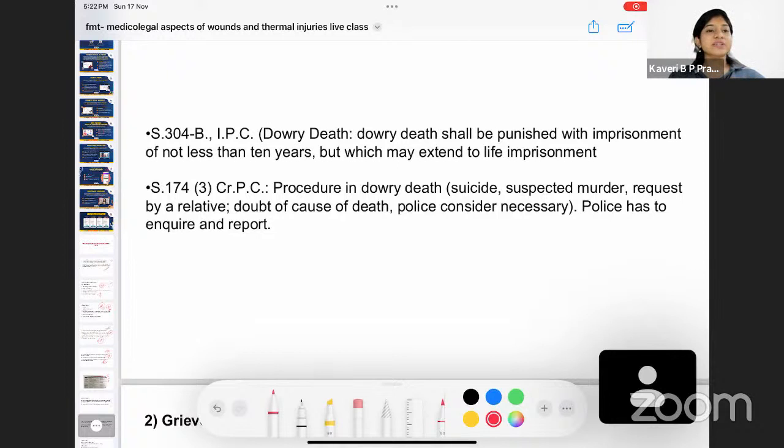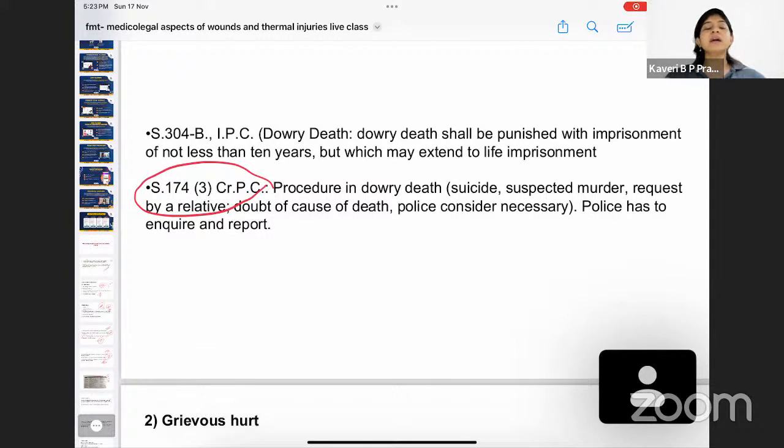It is Section 174(3) of CrPC. Here you have to understand that IPC is going to tell you what the punishment is, and CrPC is going to tell you the procedure. So the procedure in dowry death is given by Section 174(3) of CrPC. This is what you'll have to write whenever a question on dowry death is asked, and even in your viva they might ask you what are the different sections pertaining to dowry death. They are Section 304B of IPC as well as Section 174(3) of CrPC.